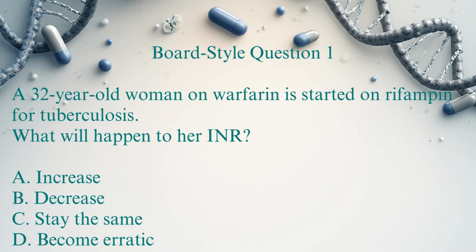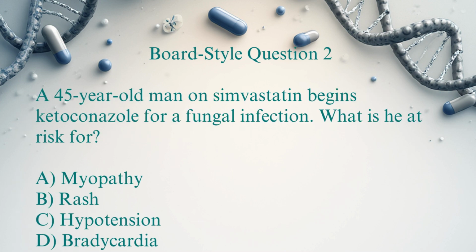Key takeaway. When an inducer like rifampin is added to warfarin, think increased metabolism, decreased INR, and loss of anticoagulant effect. Now let's look at board-style question 2. A 45-year-old man on simvastatin begins ketoconazole for a fungal infection. What is he at risk for? A. Myopathy. B. Rash. C. Hypotension. D. Bradycardia. The correct answer is A.